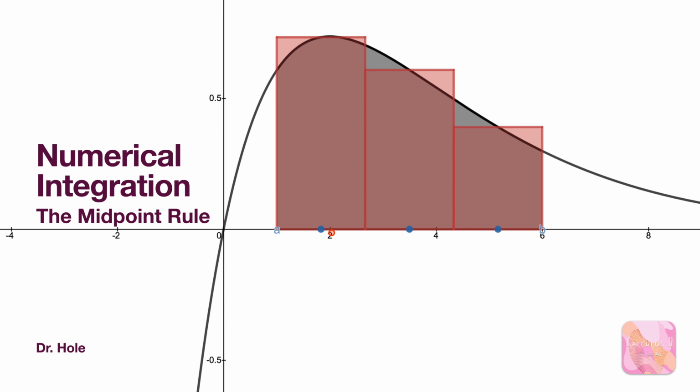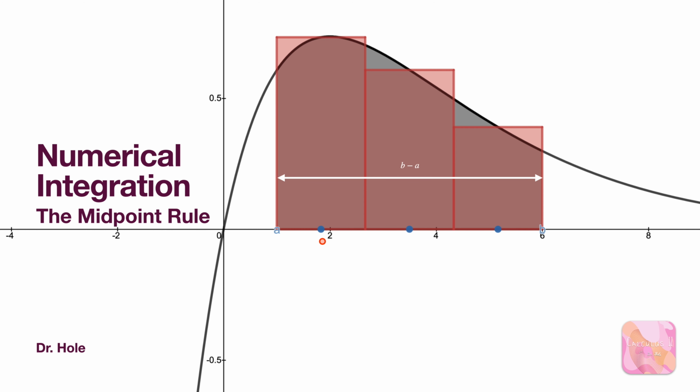We have three rectangles with identical bases. Each base occurs over a subinterval, which partitions the interval a to b into three equal subintervals. Each subinterval we've marked with a little blue dot the midpoint of the subinterval. And above each dot, we have found the height of the rectangle.